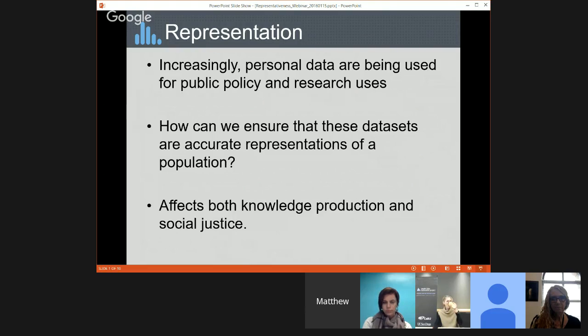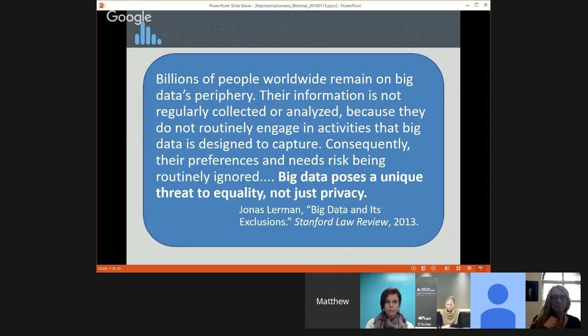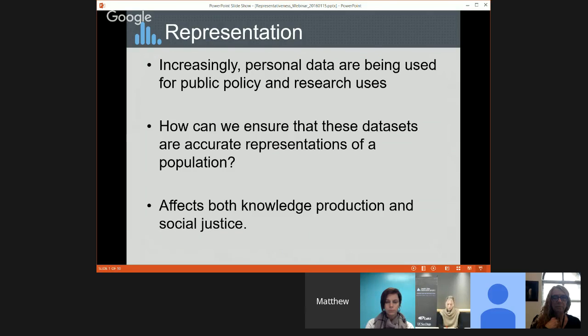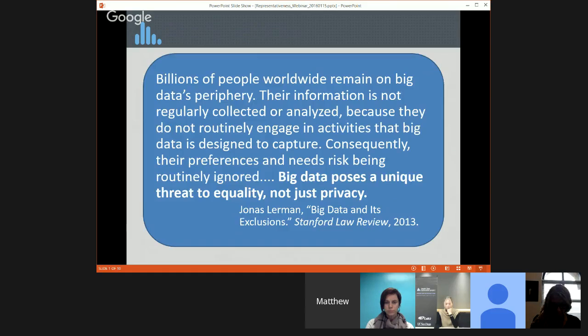And so one of the other aspects of this is that increasingly these personal data are being used for public policy and research uses. And so what we want is accurate data sets that are really driving those questions, and that affects both knowledge production and social justice. And so just to say what I mean by that is that there's both a question here of, are we convinced or are we certain about the conclusions that we're drawing based on those in a research sense? But also there's a question of someone's ability to be represented.